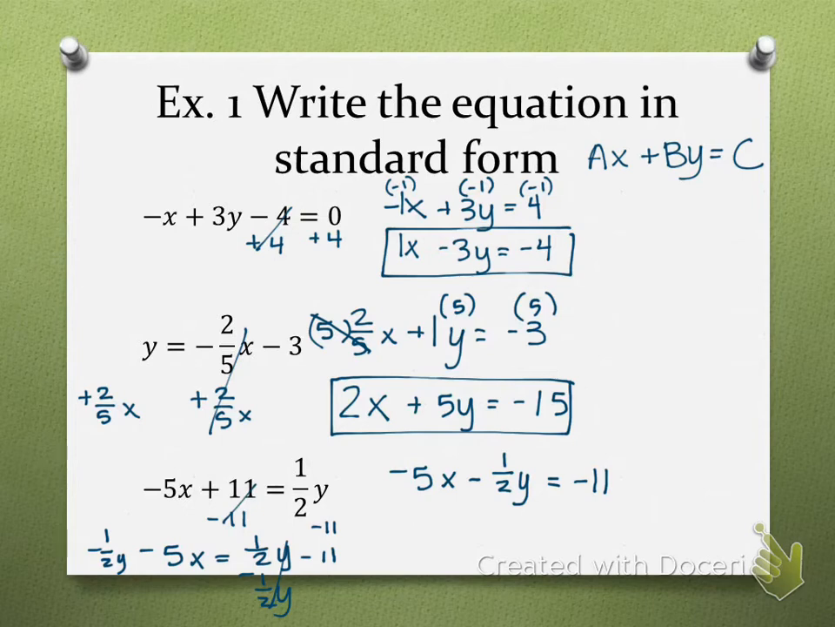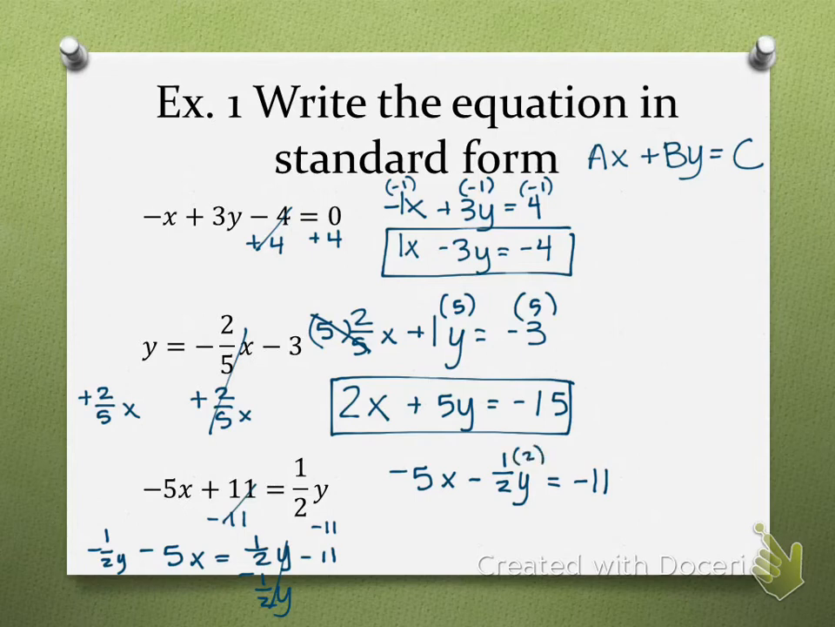So let's think about it. In order to get the 5 to become a positive, I would need to multiply it by what? Negative 1. And in order to get the fraction, 1/2, to become a whole number, what would I multiply that by? 2. Positive 2 and negative 1. Well, guess what I can do? I can combine those. What's negative 1 times 2? Negative 2. So I can multiply every single term in this equation by negative 2 and take care of both problems at one time. Because do you see what we did?